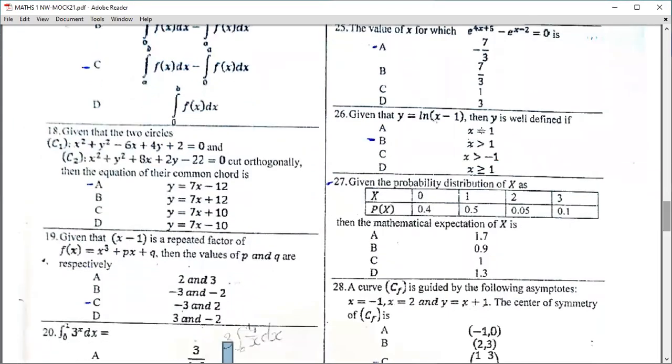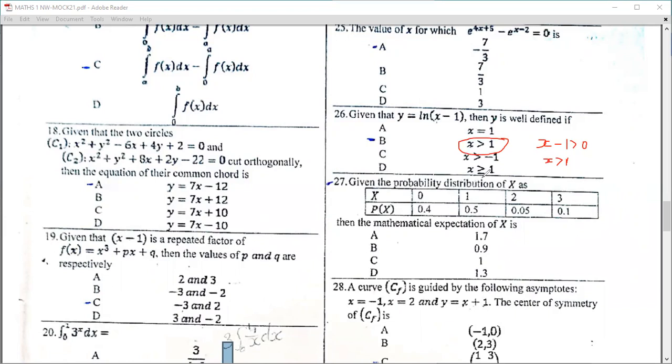Question number 26, given that y is equal to ln(x minus 1), then y is defined if... so they just want the domain of this function now. This function is going to be defined if x minus 1 is strictly greater than 0. So it is defined if x is strictly greater than 0 plus 1, which is 1. So this is the domain of this function, which they are indirectly asking for.